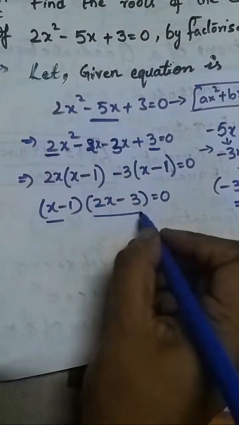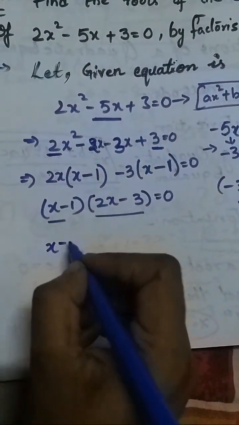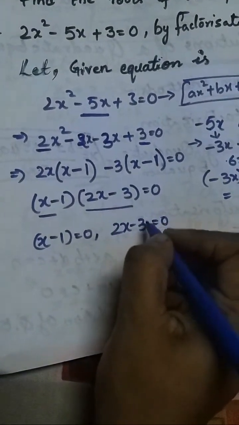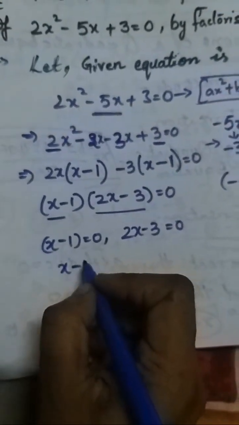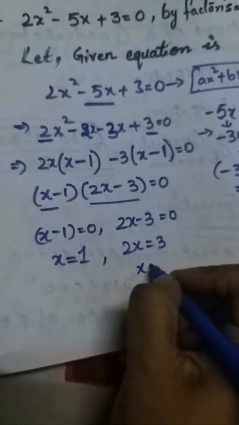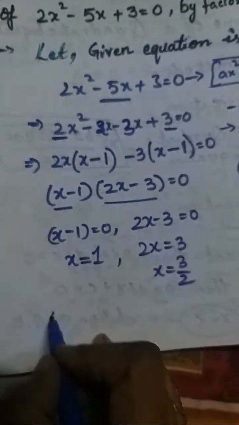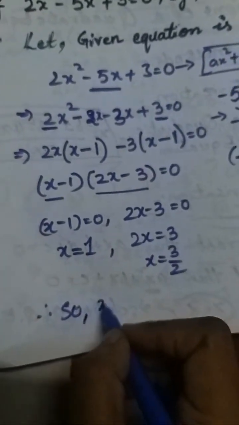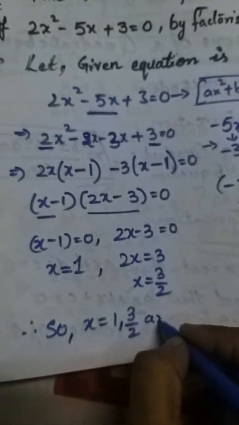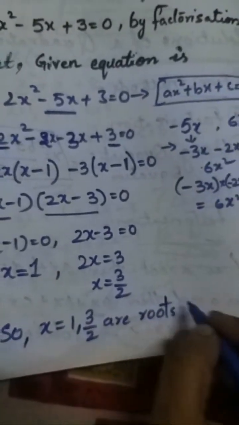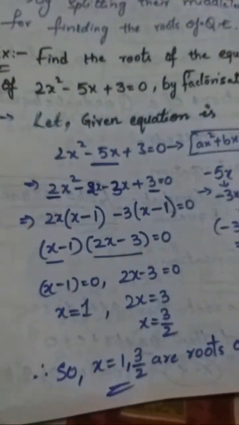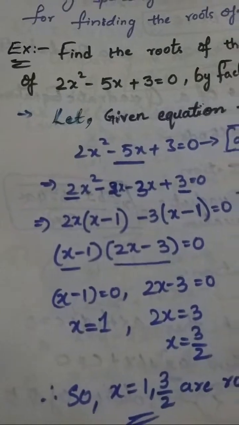Now equate these two to 0. x minus 1 is equal to 0, 2x minus 3 is equal to 0. We will get x equal to 1 here, and 2x equal to 3, x equal to 3 by 2. So finally we get x equal to 1 comma 3 by 2 are the roots of the given quadratic equation. Like this we have to solve the quadratic equation, children.